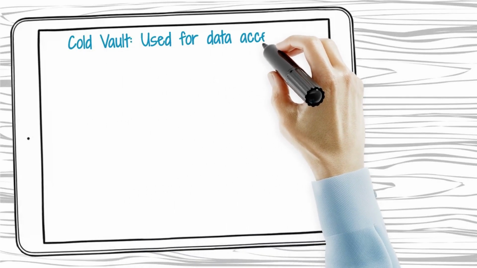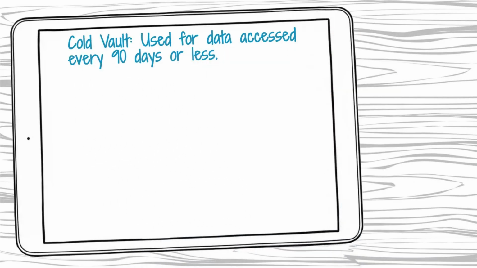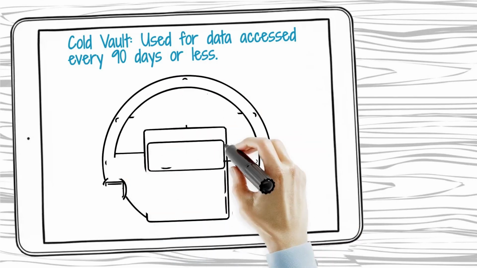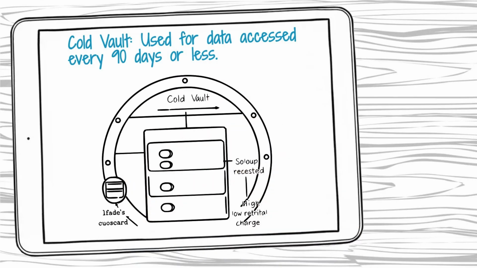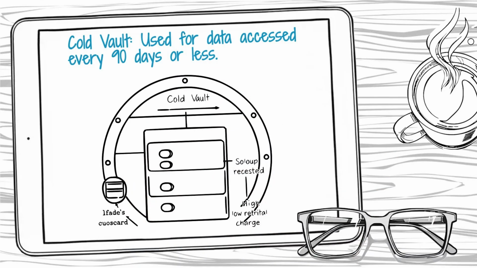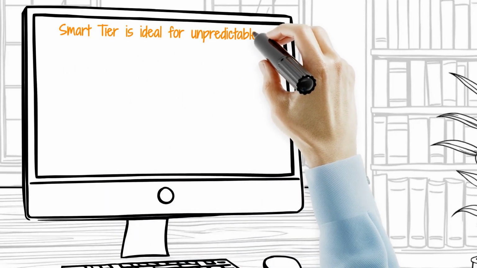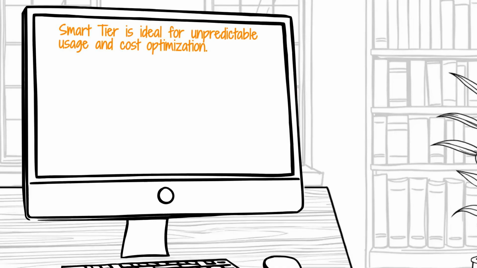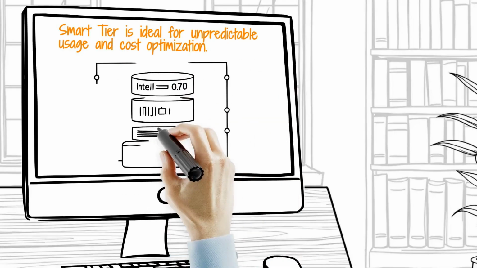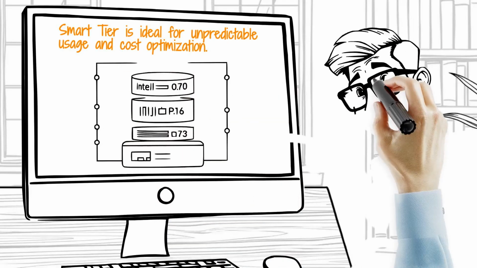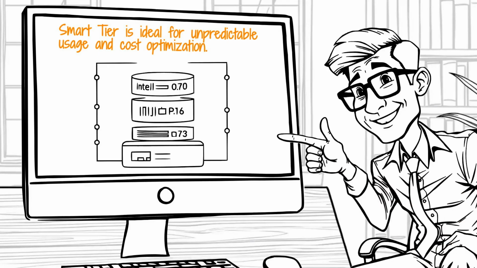D. Cold Vault. This class is for cold workloads where data is accessed every 90 days or less. It has the lowest storage cost, but the highest retrieval charges and longer minimum object size and storage period requirements. Definitely not suitable for unpredictable usage, as any access would be very expensive. Given the need to handle unpredictable usage patterns and optimize costs automatically, Smart Tier is the ideal choice.